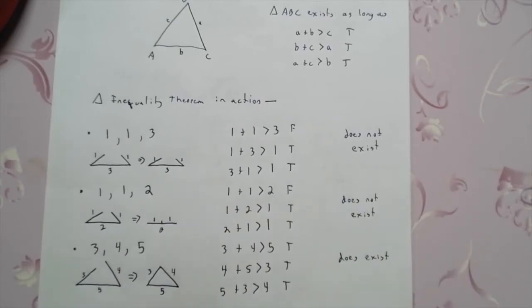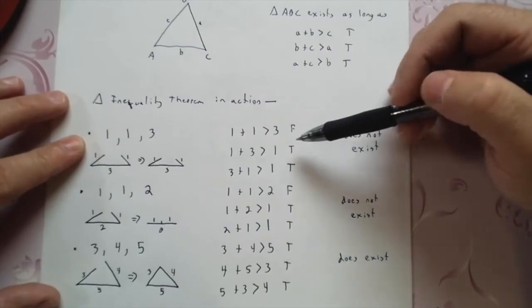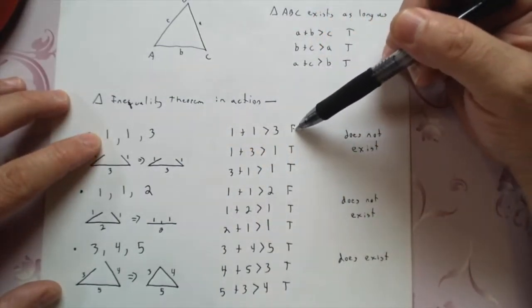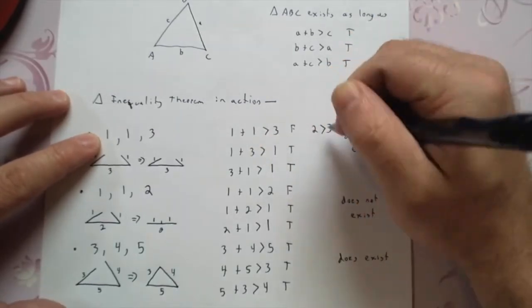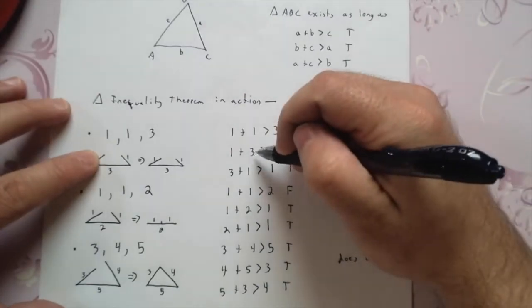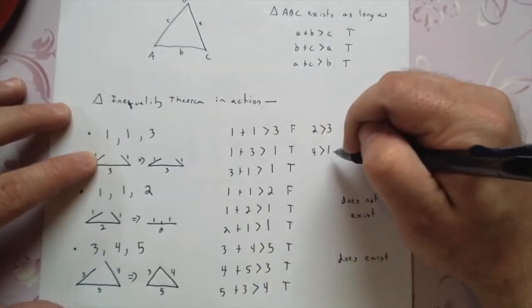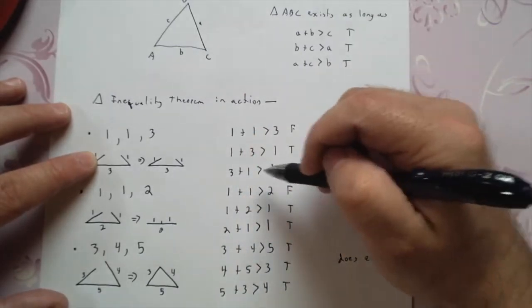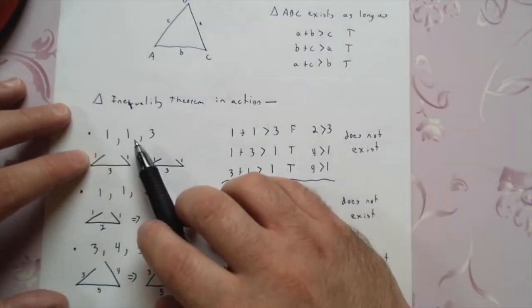Okay. If I do just my straight triangle inequality theorem and I check this, if I take 1 plus 1, is that bigger than 3? No, that's false, because 1 plus 1 gives me 2, and 2 is definitely not bigger than 3. That's why that's false. But if I check these other ones real quick, 1 plus 3, well, that's 4. That's definitely bigger than 1. 3 plus 1, that's 4. That's definitely bigger than 1. But because this guy's false, this triangle doesn't exist.